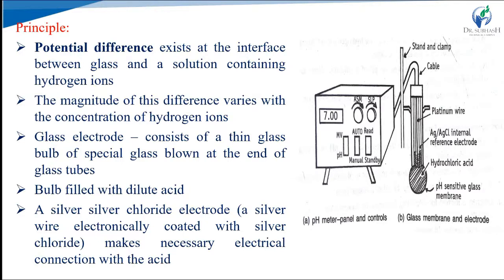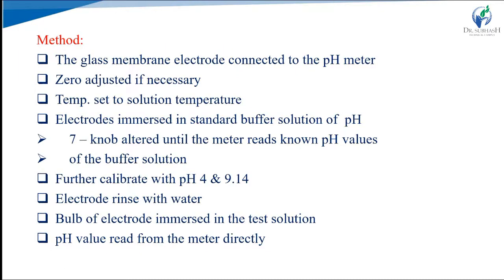So the glass electrode here has a pH sensitive glass membrane, as we can see in the figure, and the platinum wire is there. The glass electrode consists of a thin glass bulb of special glass blown at the end of a glass tube. The bulb is filled with dilute acid like HCl, and the silver chloride electrode, most widely used, electrolytically coated with silver chloride, makes the necessary electrical connection with the acid. Here are the simple procedures.